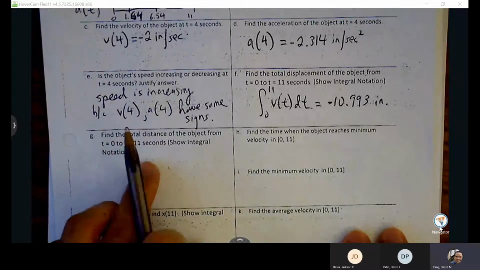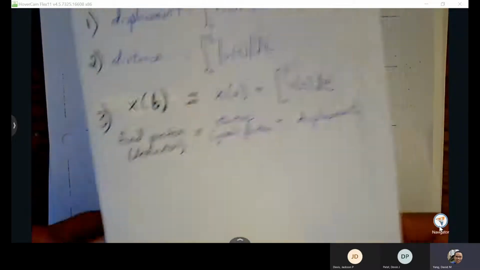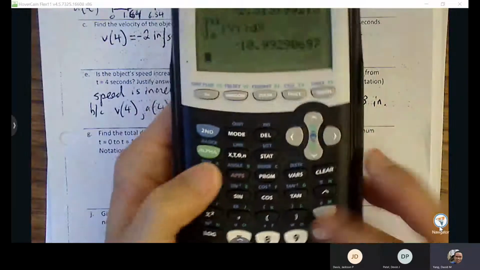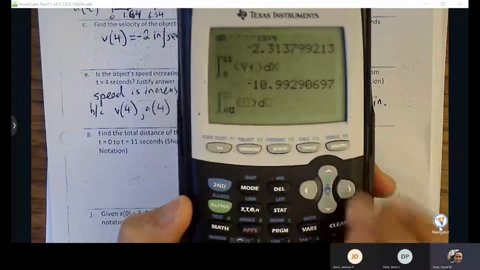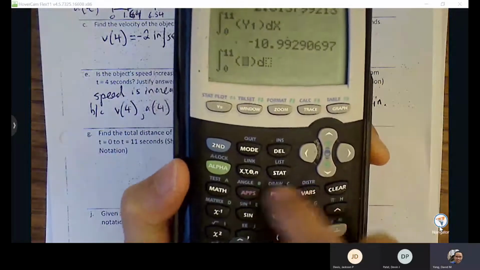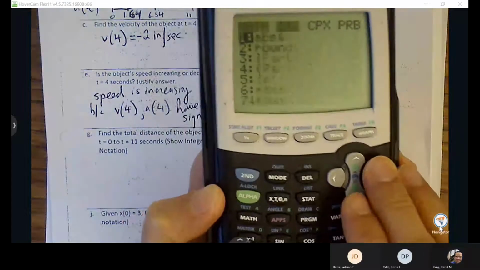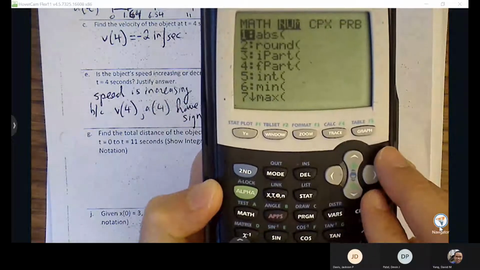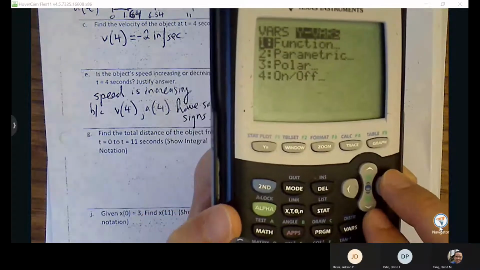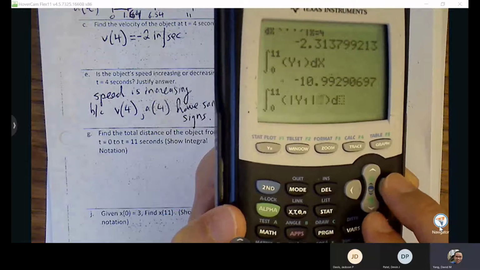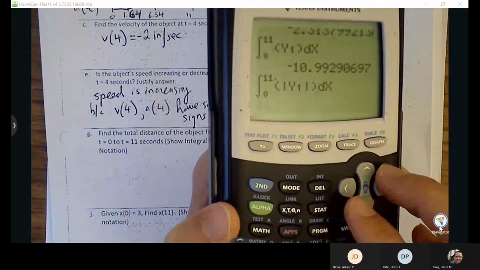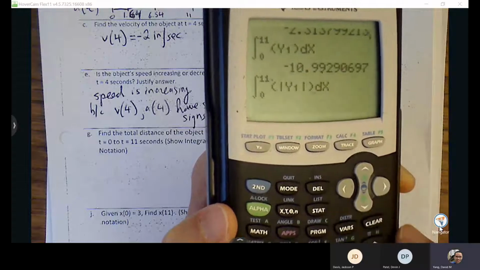Final total distance. Final total distance involves absolute value. So Math 9, 0 to 11. You want to call that absolute value feature. Absolute value is stored under Math, Number, ABS. It may take a while.